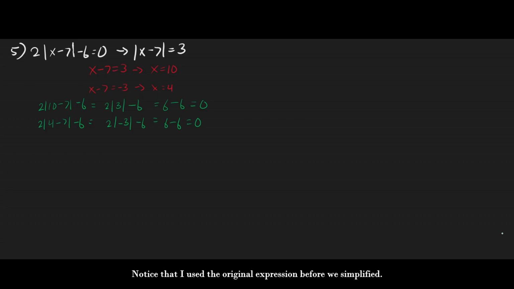Notice that I used the original expression before we simplified. It doesn't matter which one you use. For example, for x equals 10, the absolute value of 10 minus 7 equals the absolute value of 3, which equals 3. We still get the correct answer, so our solutions are correct.